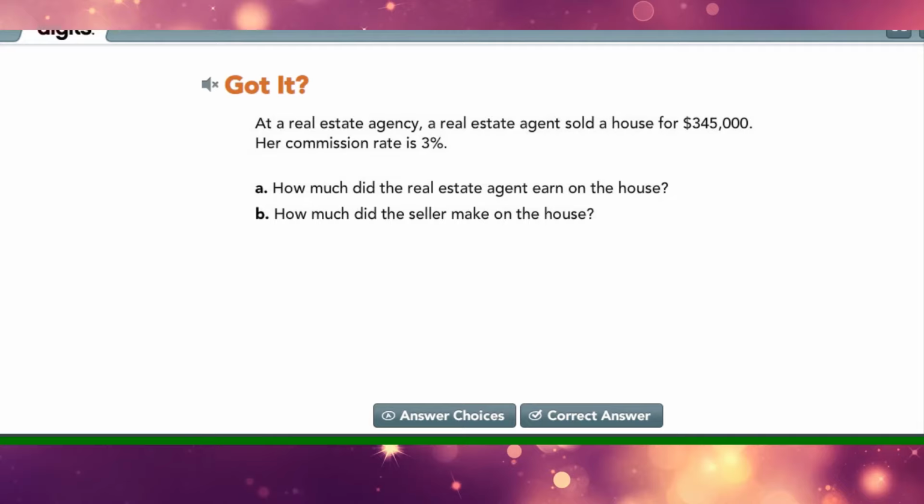At a real estate agency, a real estate agent sold a house for $345,000. Her commission rate is 3%. Part A. How much did the real estate agent earn on the house? Part B. How much did the seller make on the house?